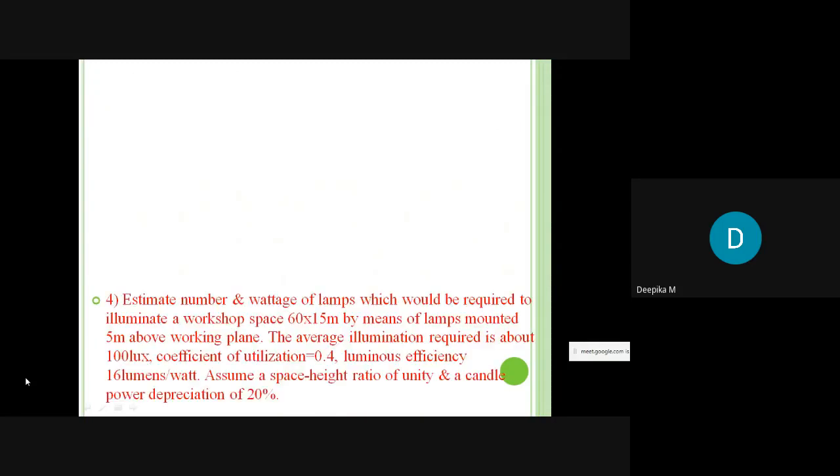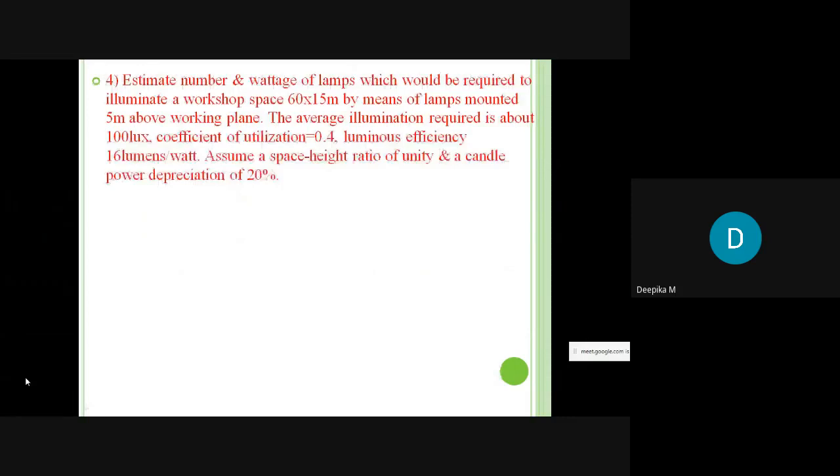Like this, we need to calculate. Next, this is a similar problem to that. Estimate the number and wattage of lamps which would be required to illuminate a working space of 60 cross 15 meter by means of lamps mounted 5 meter above the working plane. The average illumination required is about 100 lux. The coefficient of utilization is 0.4. Luminous efficiency is 60 lumens per watt. Assume a space to height ratio of unity and a candle power depreciation of 20%.